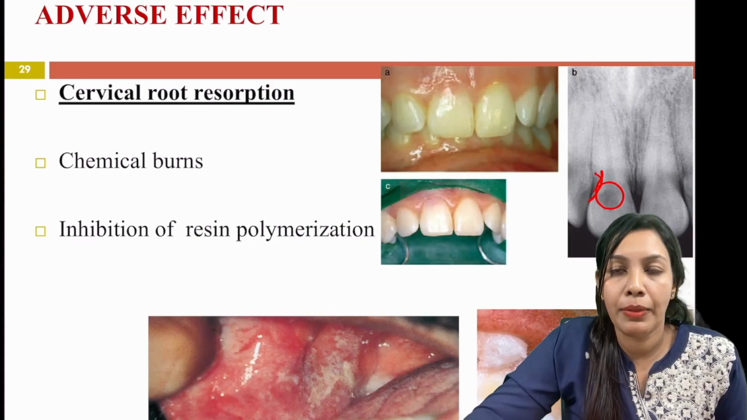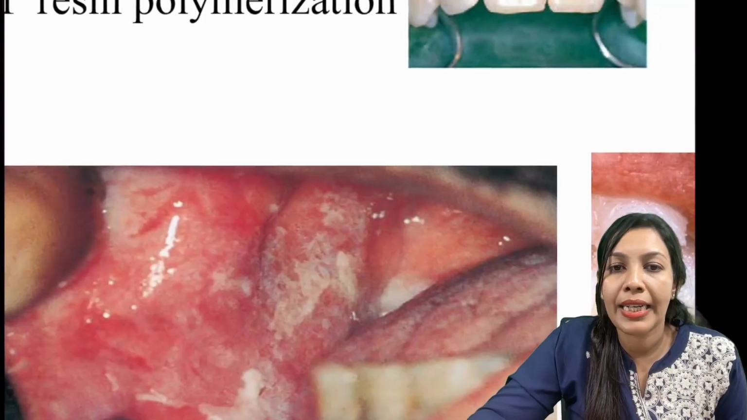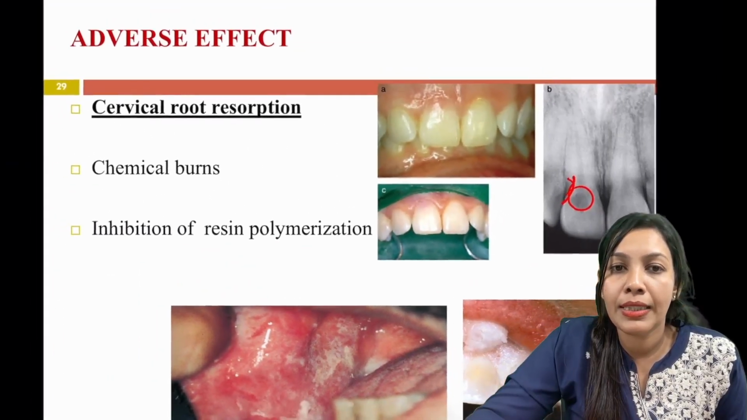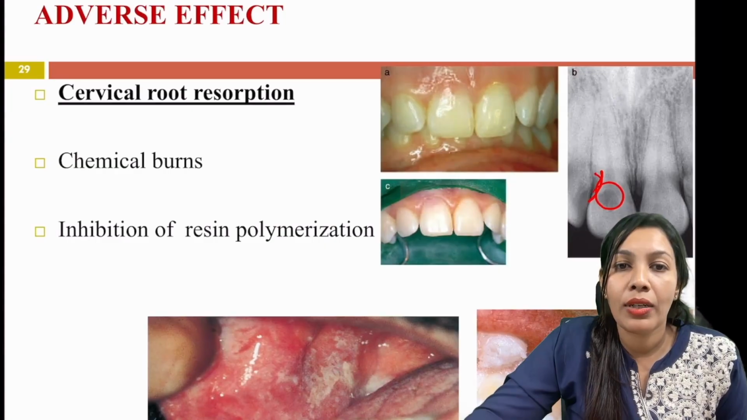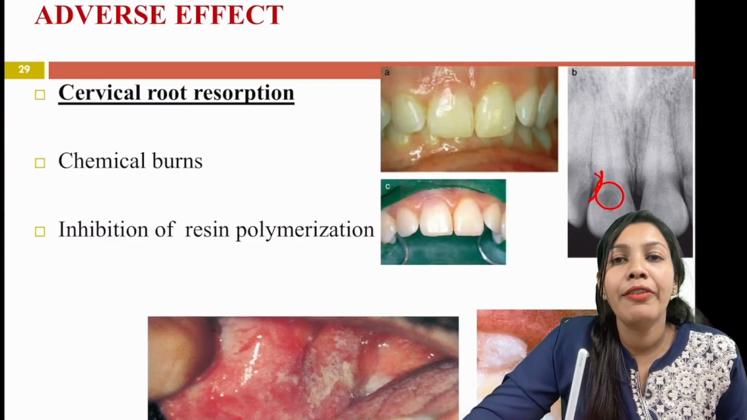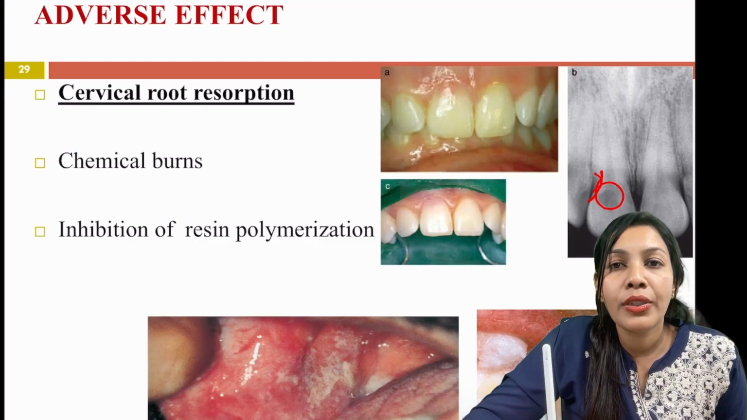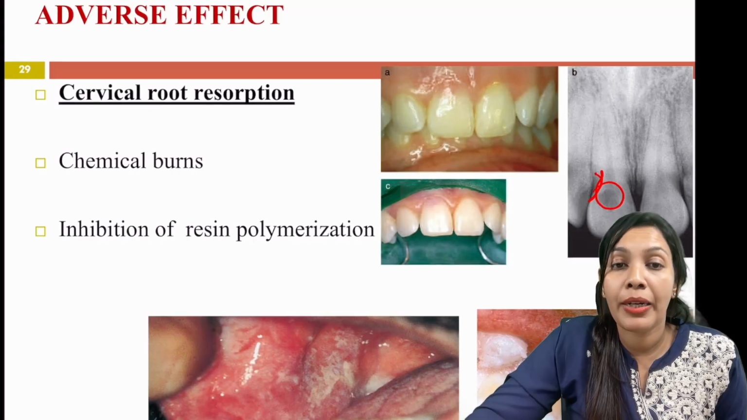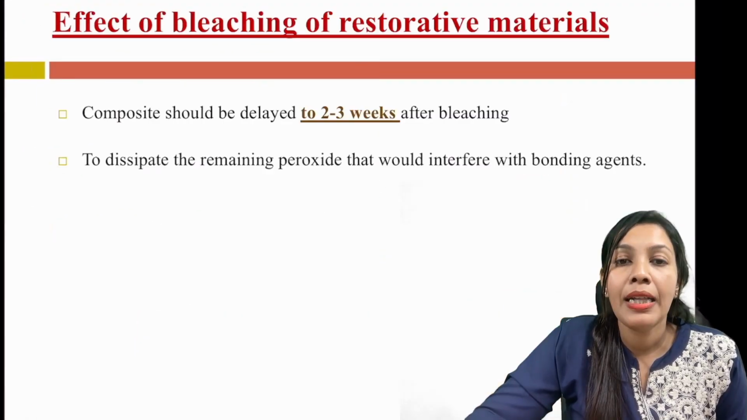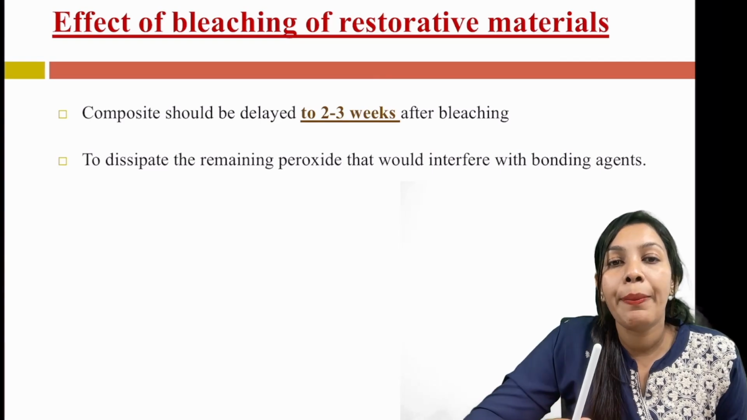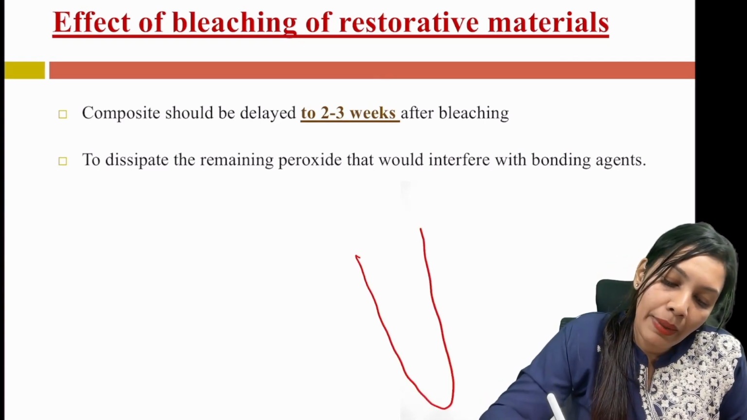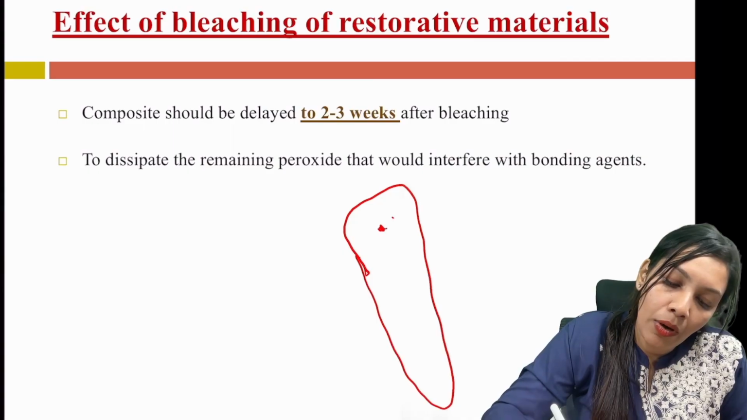Next is chemical burn. If we are not properly isolating the tooth, it can cause tissue burns. And another important thing is to never use a composite restoration in a bleached tooth, because whenever we do bleaching, there will be a small amount of peroxide seen in the dentinal tubule.